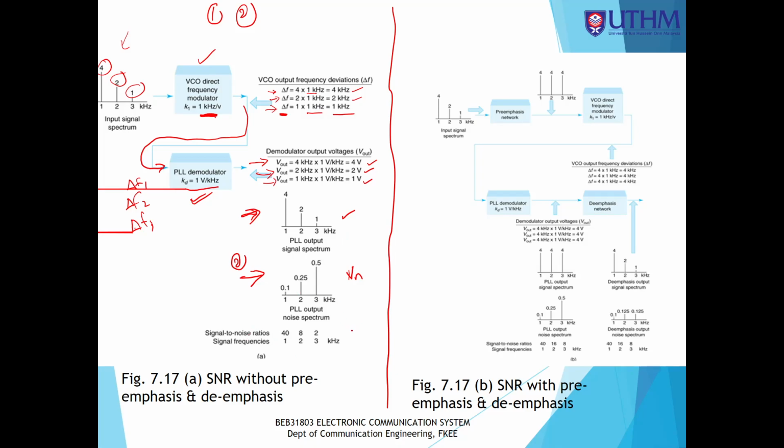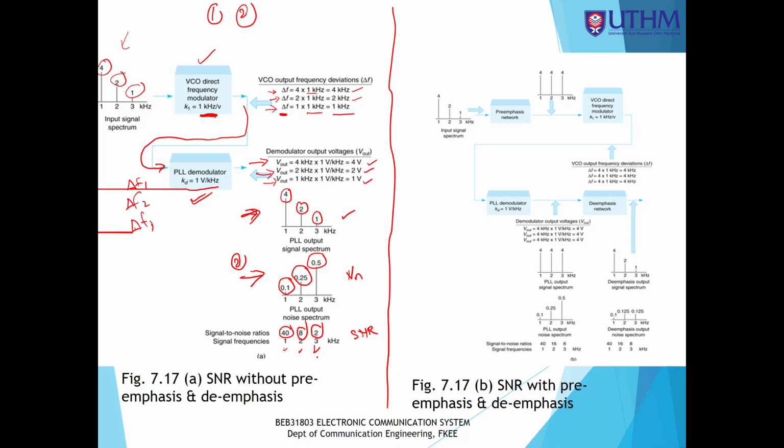So when we want to calculate the SNR, the SNR at 1 kilohertz is 4 divided by 0.1, so we get 40. 2 divided by 0.25, we get 8 at 2 kilohertz. SNR at 3 kilohertz, we get 1 volt divided by 0.5, so we get 2. So SNR equals 40 at 1 kilohertz, SNR equals 8 at 2 kilohertz, SNR equals 2 at 3 kilohertz.